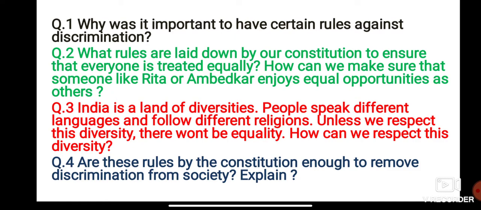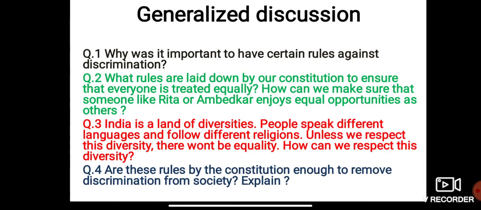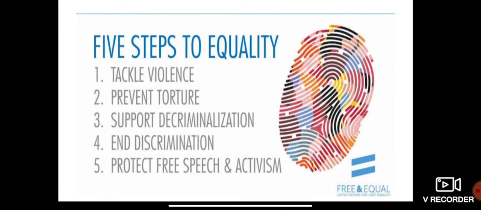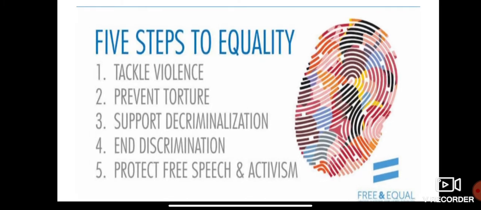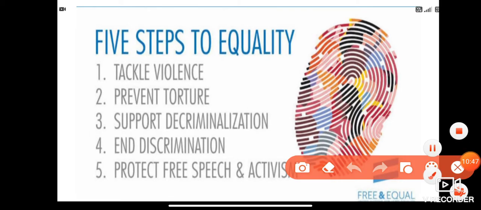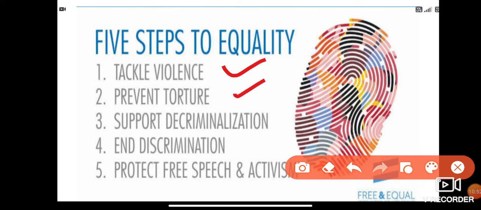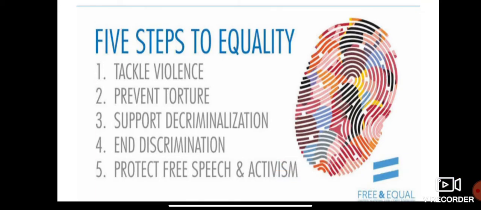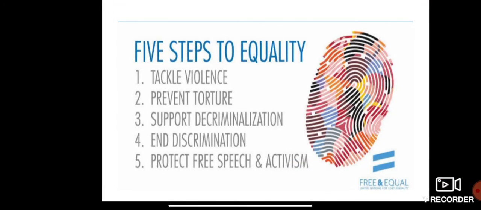So that's it for our discussion for today. This is actually a 5-step path to equality: 1, tackle violence; 2, prevent torture; 3, support discrimination; 4, end discrimination; 5, protect free speech and activists. Activism. So this is the 5 steps to equality.